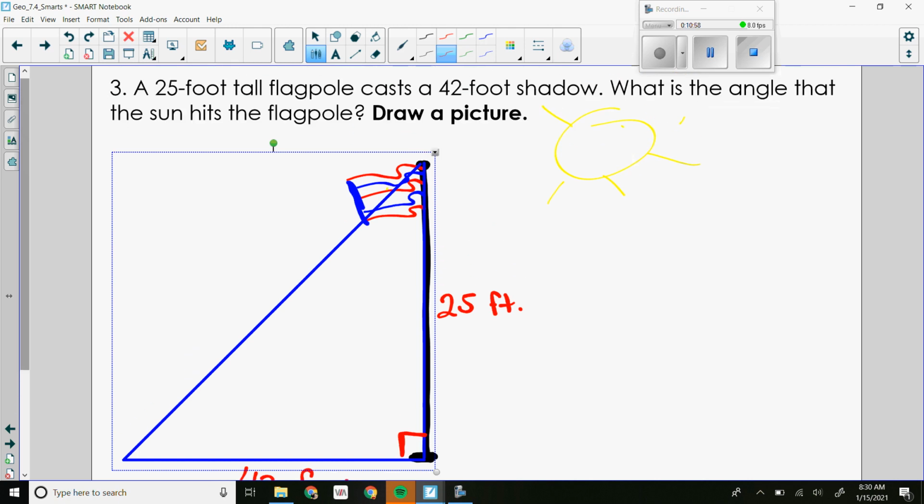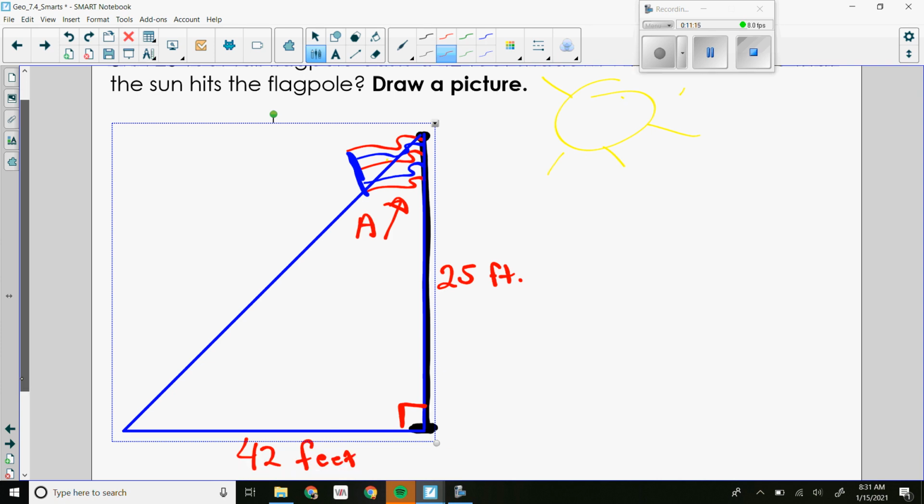So it says, what is the angle that the sun hits the flagpole? Well, where is the sun hitting the flagpole? It's going to be this angle up here. That's what we're trying to find, that angle up there. So again, compared to this angle up here, I might just call it A. Doesn't matter what you call it.